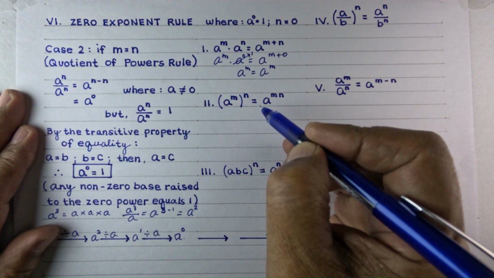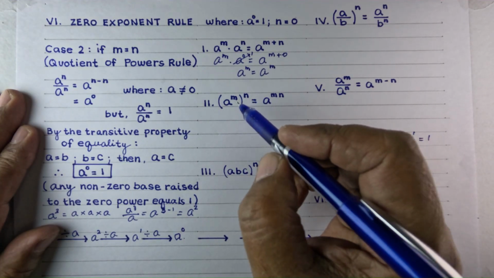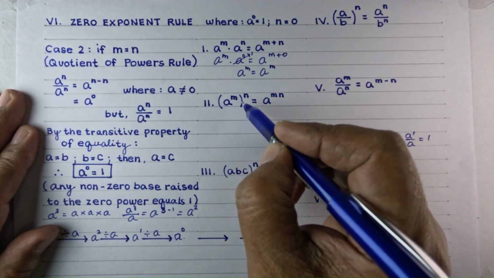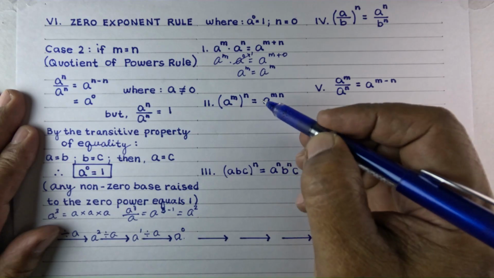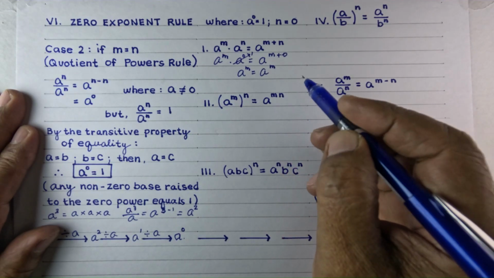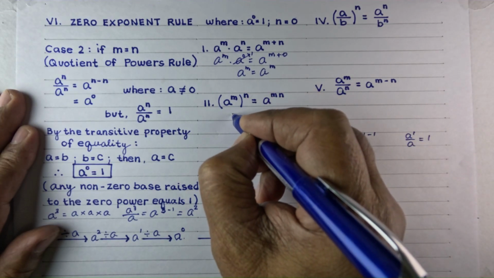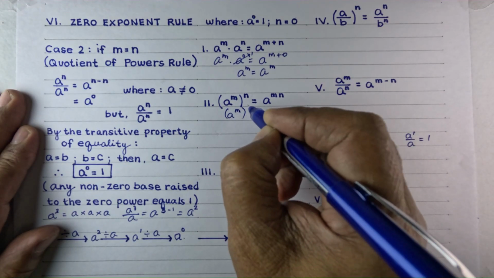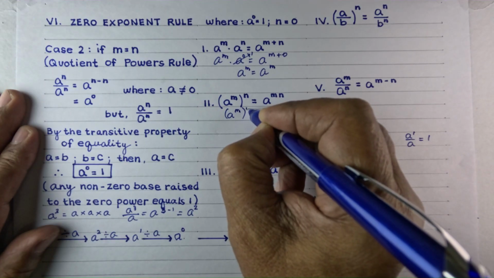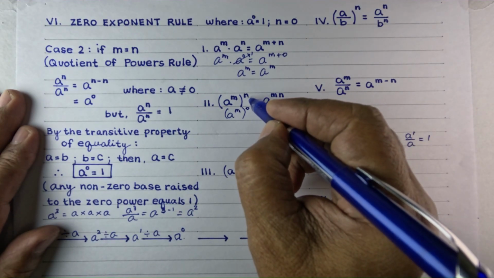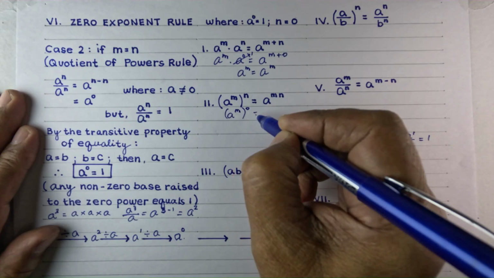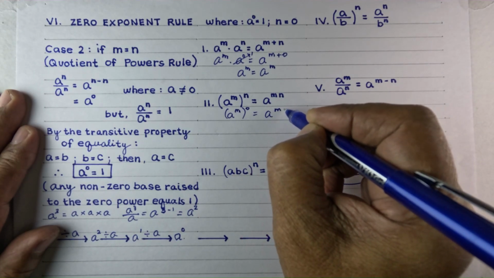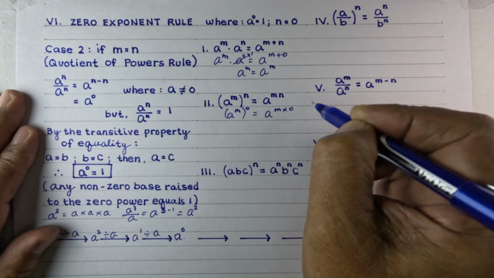tested it against the second law, which is the power of a power rule. That's a to the m quantity raised to the n power equals a to the power m times n. So this becomes now a to the m raised to the power 0, because they set n equals 0. That's equal to a to the m times 0.